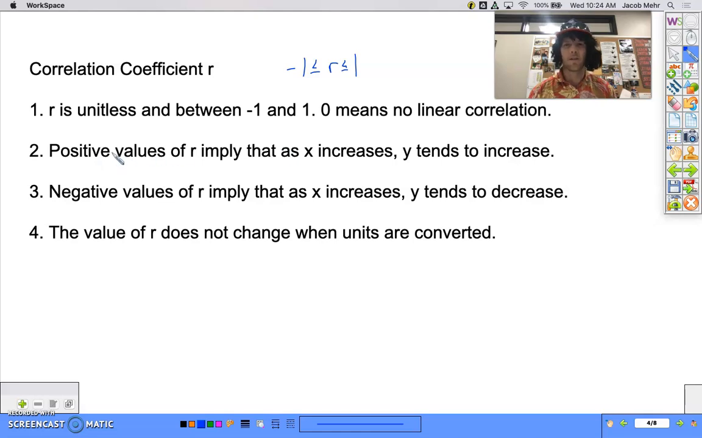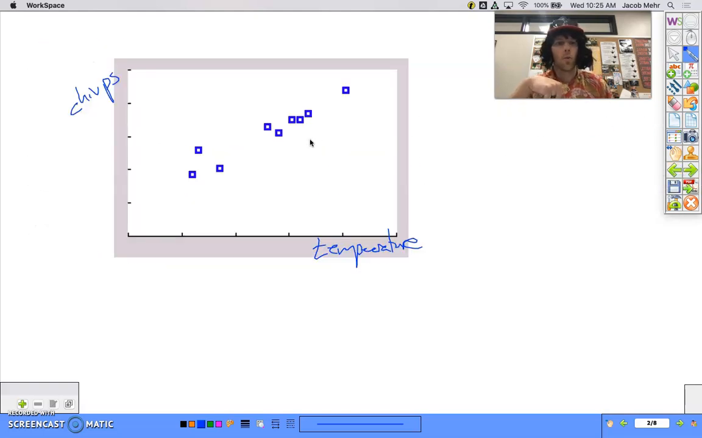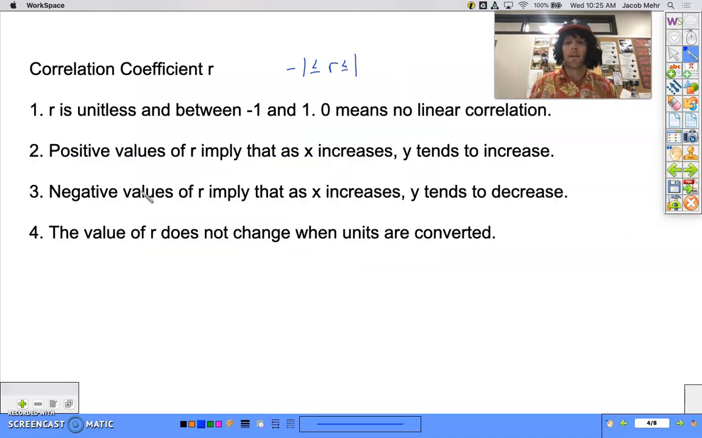If R is positive, remember we said that means it's trending upward. That means as X increases, Y tends to increase. And when we look at this graph, that's what I notice here. As the X increases, the Y's increase. So I think that this one is going to have a positive correlation, because as X increases, Y increases. Negative values mean that as X increases, Y decreases. Even if it's not in a perfect line, as long as it's negative. So if R equals negative 0.6, it's going to tend to trend down.